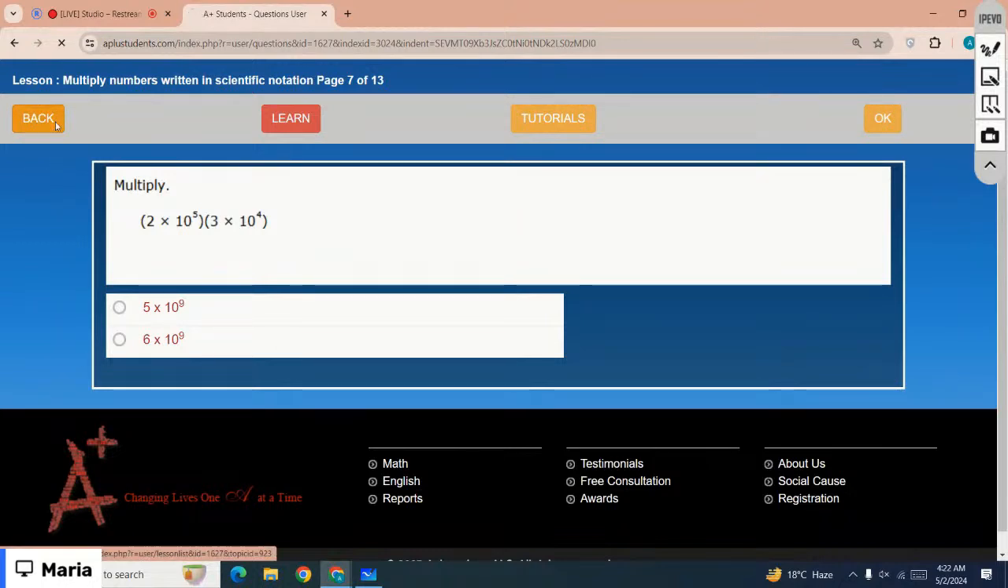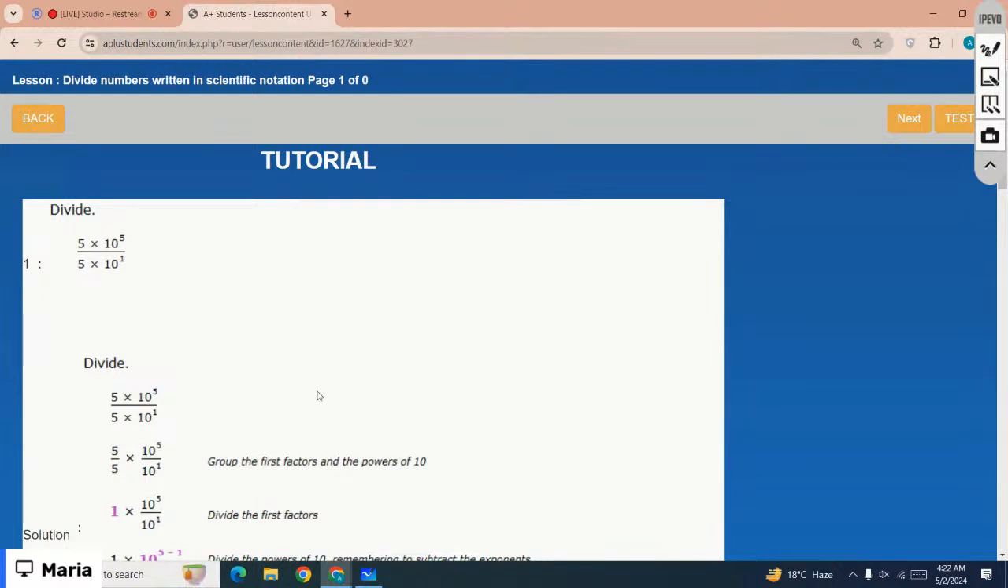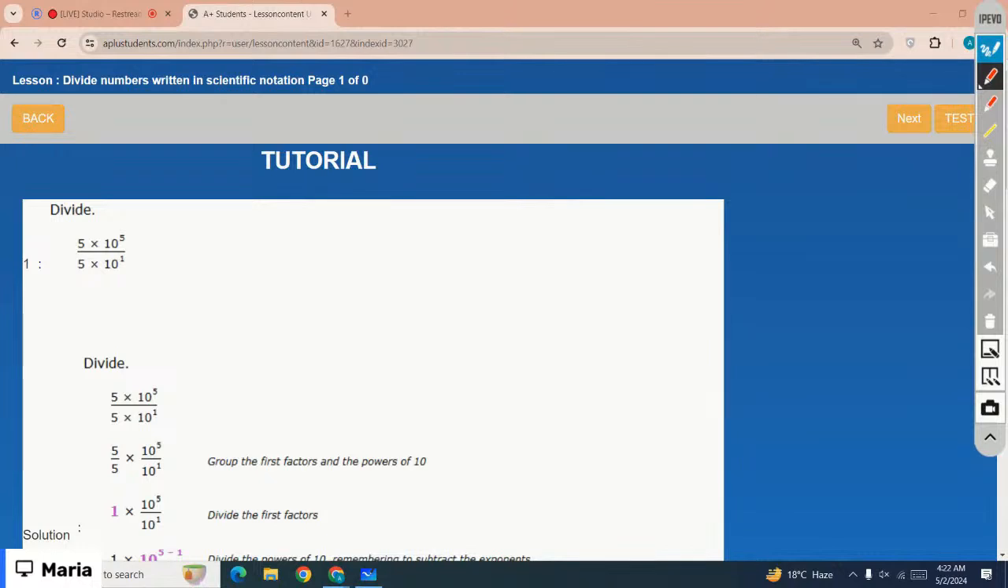Okay, the next lesson is divide numbers written in scientific notation. So the first example is 5 times 10 exponent 5 divided by 5 times 10 exponent 1. So how do we divide the numbers? Just look at the numbers 5 and 5. Divide them like you divide normal numbers, right? And you have 10 exponent 5 divided by 10 exponent 1. When we divide numbers that have the same base, 5 divided by 5 is 1. You have to subtract the exponent that is in the denominator, right?